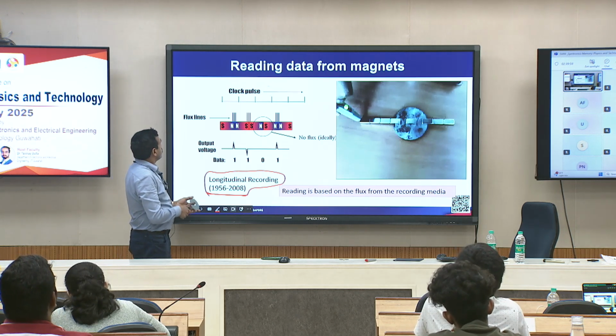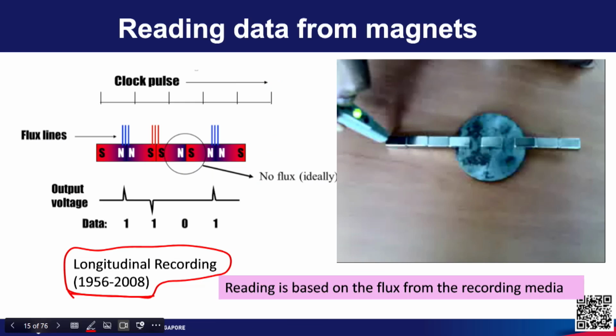In this configuration, as we just learnt, when you have two north poles facing each other, there will be magnetic flux, two south poles facing each other, there will be magnetic flux, and when you have two opposite poles facing each other, there will be no flux. Now I am talking about a very old reading scheme. In computer you have clock pulses, right. So, there is a clock tick here, here, here and so on.